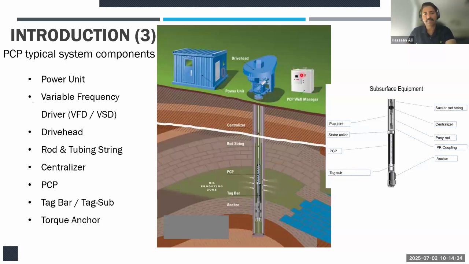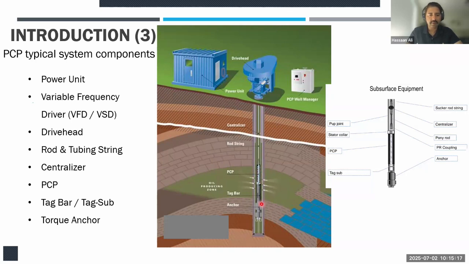This variable frequency drive protects the motor, and also it helps to make sure that you can control the speed of your progressive cavity pump. So drive head will convert the electrical energy to mechanical energy. So electrical motor will turn either a set of gears, or a set of pulleys through belts, and it will transmit the electrical power to mechanical power from the surface all the way to downhole. And as I mentioned earlier, the rotor is connected with a series of rods called sucker rods all the way to the surface. The sucker rod will transmit power to the rotor. The rotor will rotate inside the stator.